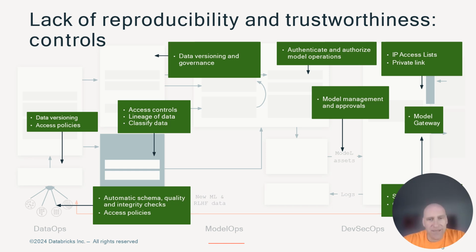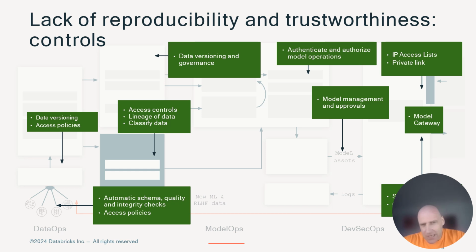Again, we're talking about authenticating and authorizing model operations. We're talking about model gateways, IP access lists, private links, and all of that jazz that comes, and make sure we remove lack of reproducibility and trustworthiness risks in our system.